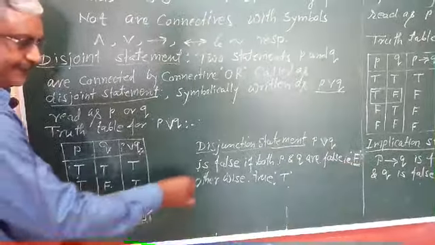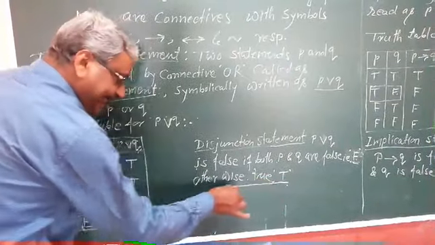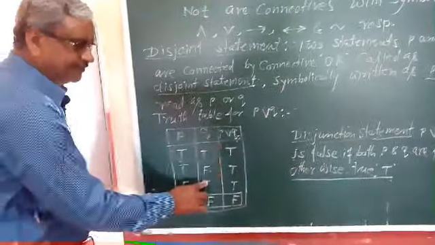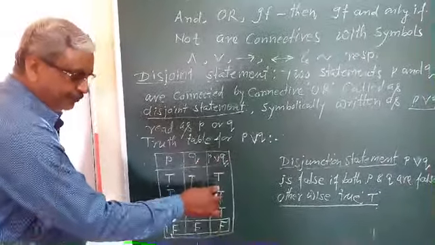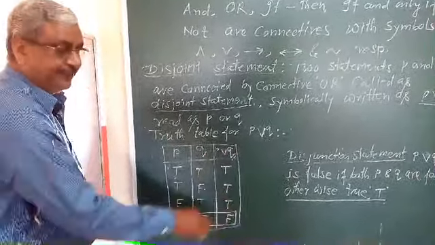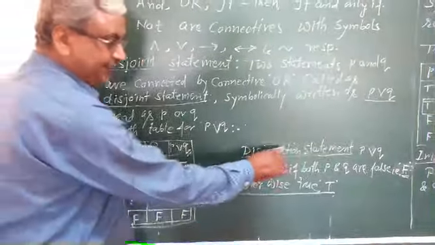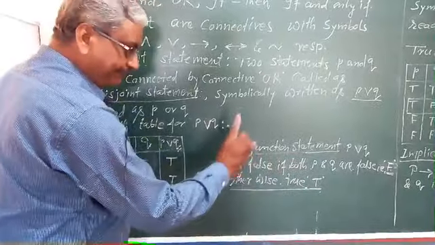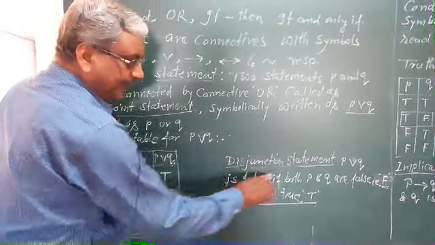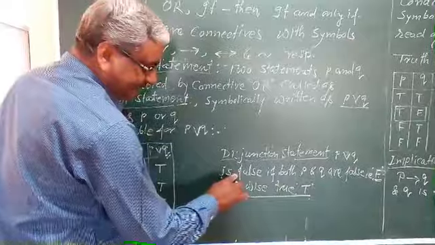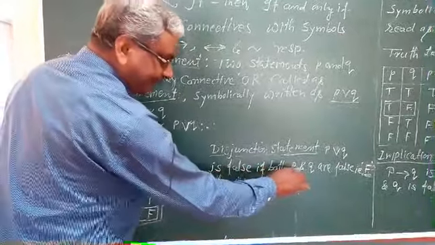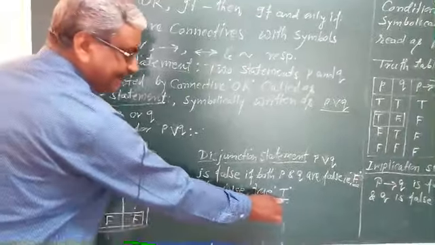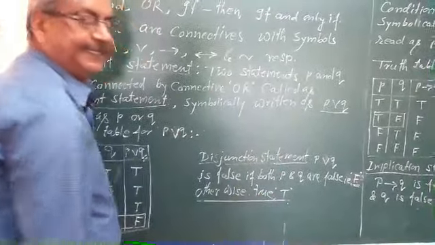So here we can write for the other values your P or Q is true. So what will be your rule? The disjunction statement is false if and only if P and Q are both false. That is, it is false if P and Q are false. Otherwise it is true, and it is denoted by T.